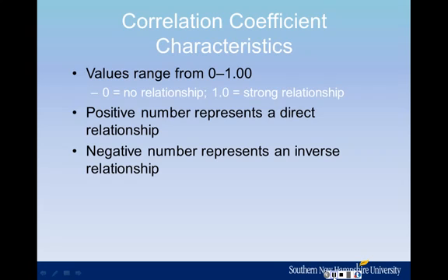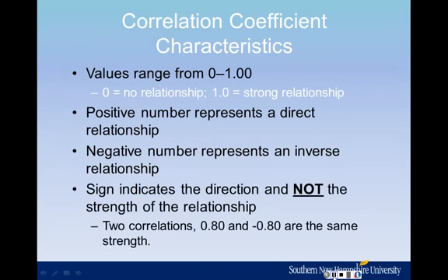So for the two variables, if the r is positive, these two variables are related directly, meaning a higher score on one variable relates to a higher score on the other, and vice versa. A negative number is an inverse relationship, meaning a high score on one variable is related to a low score on the other, and vice versa. So that positive or negative sign only indicates direction, does not indicate strength.